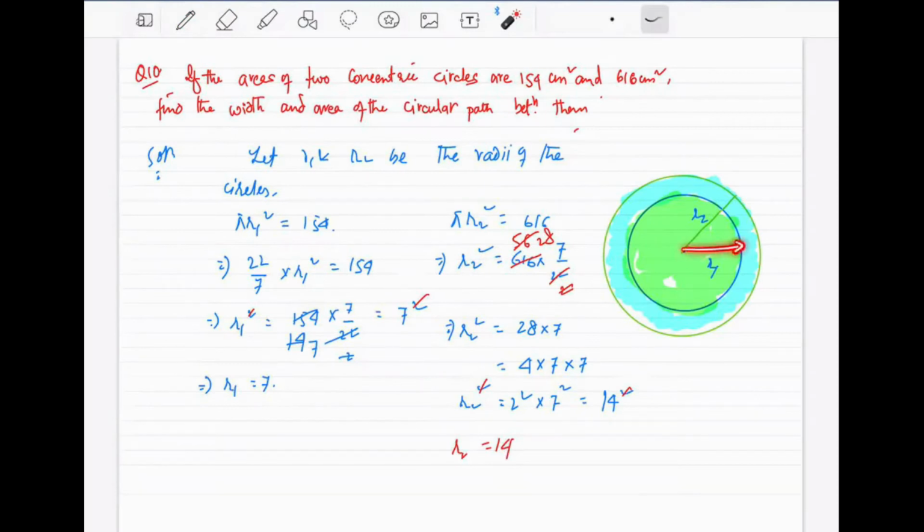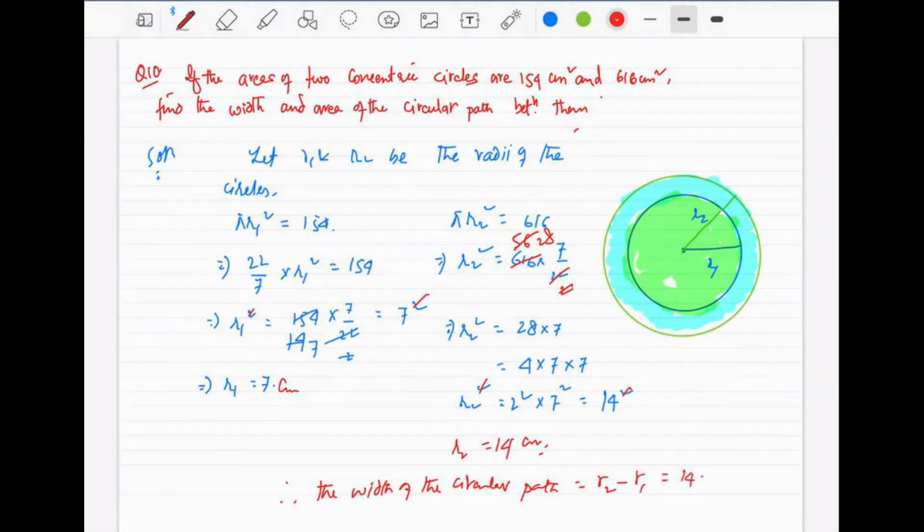Look, the radius of the smaller one, we found out to be 7. The radius of the bigger one, we found out to be 14. You have to mention here along with the unit, centimeter. If this is 14 and this is 7, the difference is how much? The difference is 7 centimeter. So the width of the circular path will be how much? 7 centimeter. So you say here, therefore the width of the circular path is how much? We have to subtract the two radii. We will have 14 minus 7. So it will be 7 centimeters.